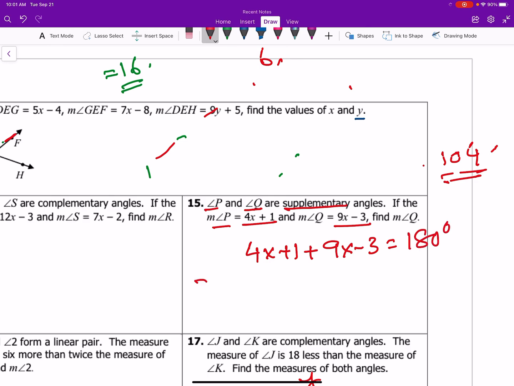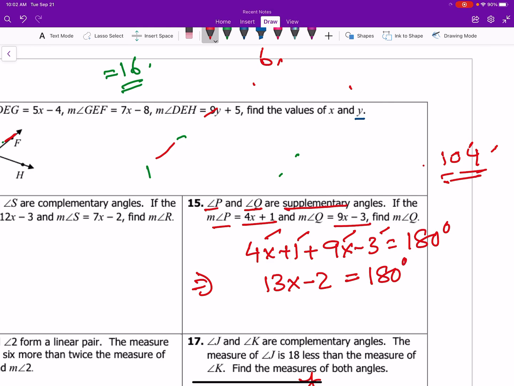Now we need to solve this one, okay? So you get 4x and 9x is 13x plus 1, and minus 3, okay? I think we better work it together. So 13x plus 1 and negative 2. So you get a negative 2 over here, okay? So 13x minus 2 equals 180.